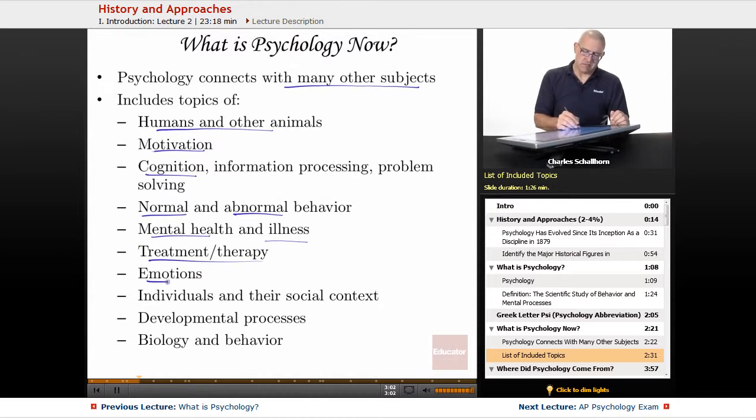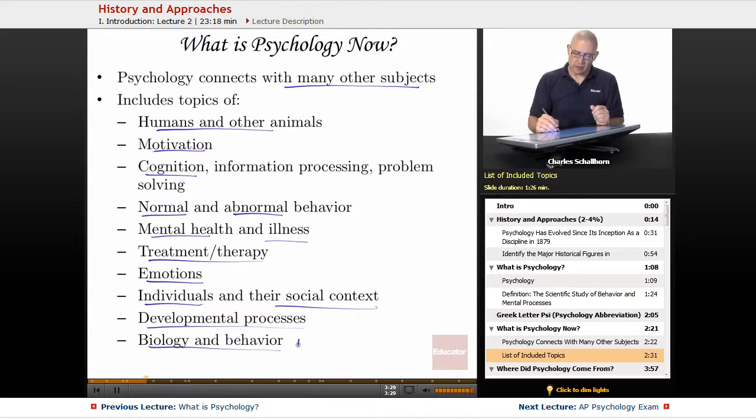Treatment and therapy, emotions. How do we express emotions? Can we express emotions? Should we express emotions? We look at individuals and their social context. And that's actually the last unit of the course, social psychology, people in groups. Developmental processes, conception to death, all the way through the lifespan. And biology and behavior.